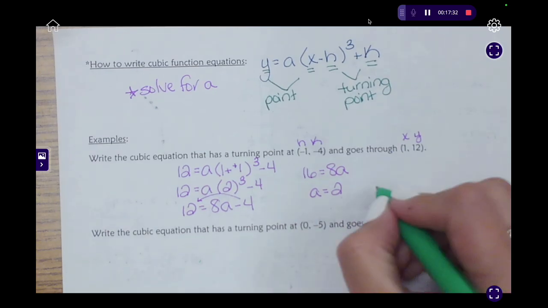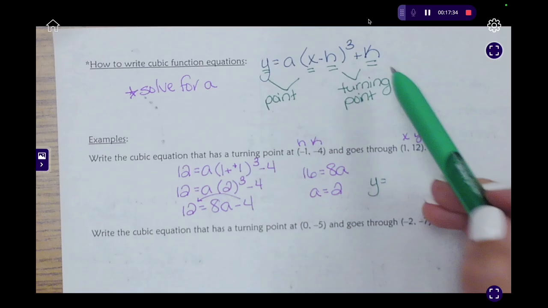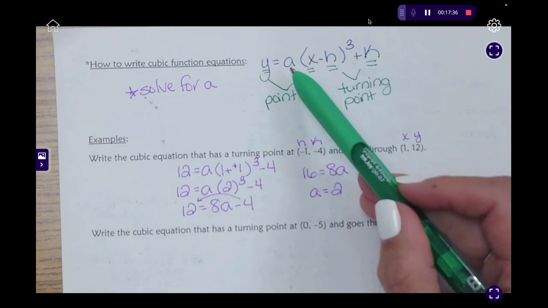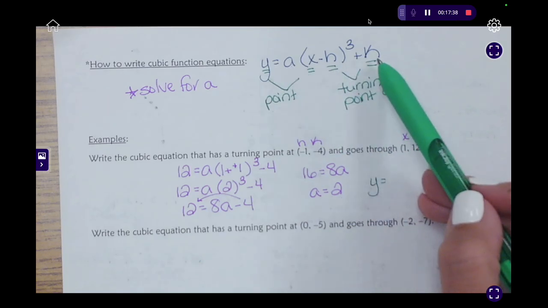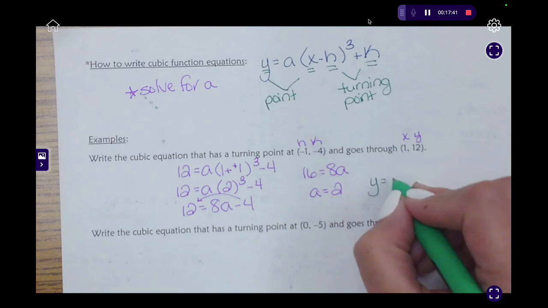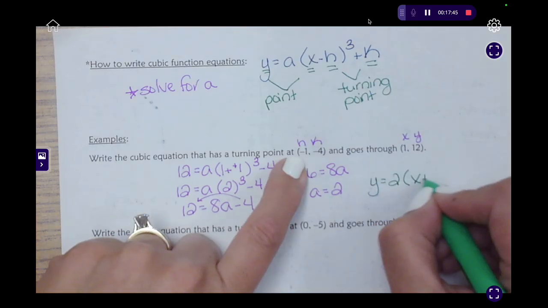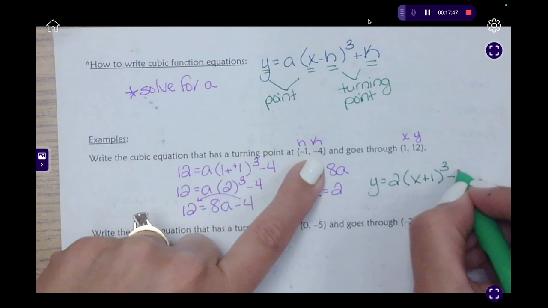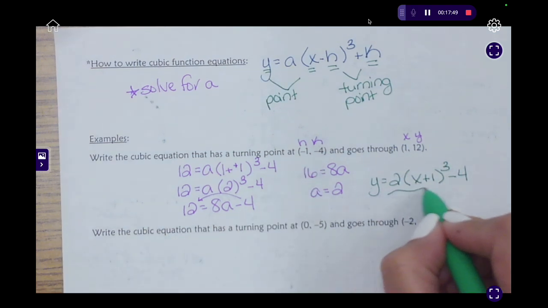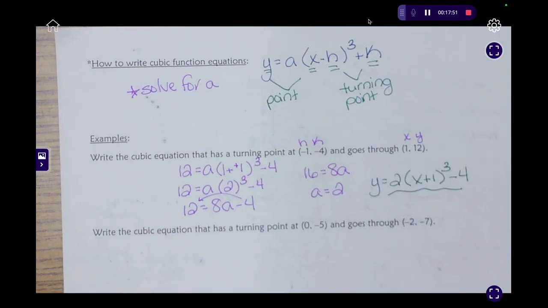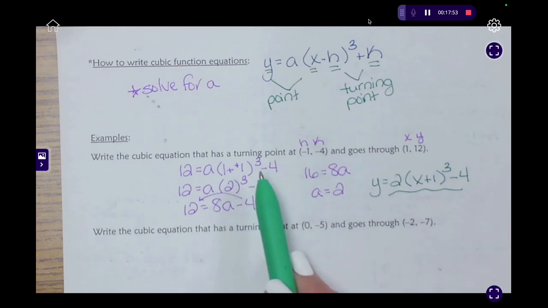Again, make sure I go back and write my equation. I want my equation to look like this. You are plugging in your a value and your turning point. That's the only numbers that you should have in there. So that would be 2 times (x plus 1) cubed minus 4. So that would be my cubic equation. Okay, so just make sure, plug in everything you know, simplify it, you're solving for a, and then always make sure you go back and write your equation.